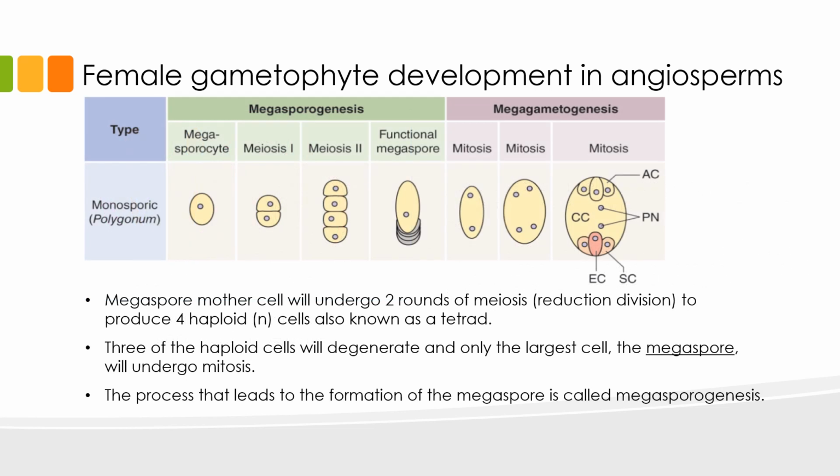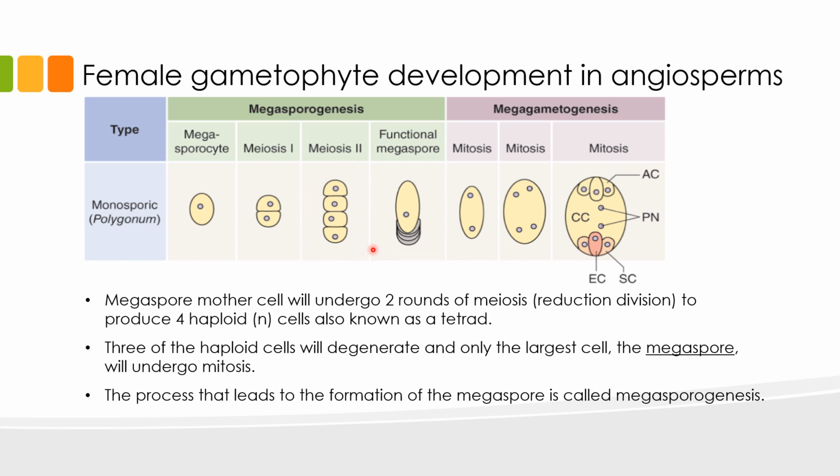Initially, the megaspore mother cell will undergo 2 rounds of meiosis or reduction division to produce 4 haploid cells. So we have here our megaspore mother cell or megasporocyte. After undergoing 2 rounds of meiosis, meiosis 1 and meiosis 2, we now have our 4 haploid cells. What are haploid cells again? Haploid cells are cells having a single set of unpaired chromosomes. So just like in male gametogenesis, this set of 4 haploid cells is called a tetrad.